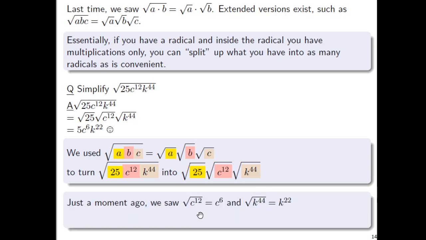So just a moment ago, just as a reminder, where did some of this work come from? I couldn't interrupt the middle of the work too much, but we saw just a moment ago that root c to the 12th is c to the 6th, and we also saw that root k to the 44th is k to the 22nd. What worked really nicely about all this was that c to the 12th and k to the 44th are examples of perfect squares. So this principle of splitting things up into perfect squares is going to be one that we keep trying to do. Now this next one looks like it should be much simpler, root 48, but there are actually some complications in this.